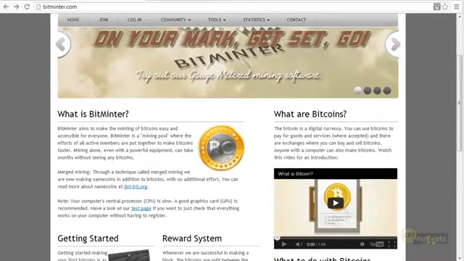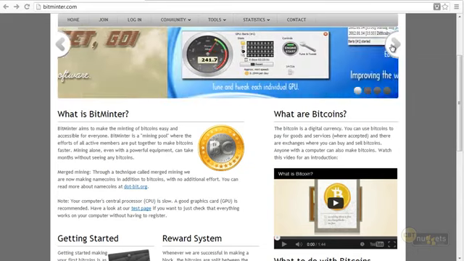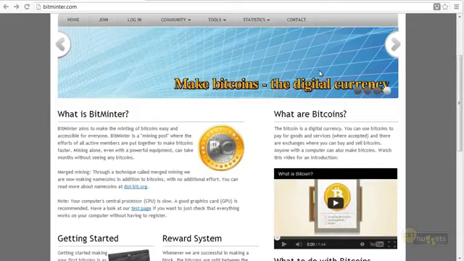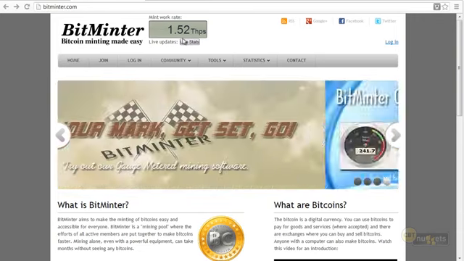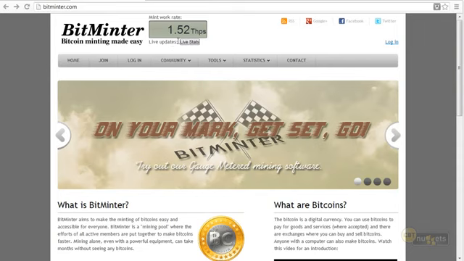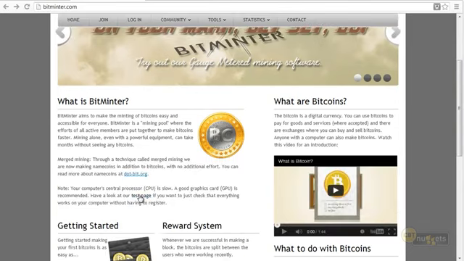Another big mining pool that I've heard great things about is bitminter.com. And if we take a look across the top, they should tell us... I'd like to have one that shows how many... there we go. It has 1.52 terahashes per second across their network. That's a lot of CPU power just trying to solve the next block and the next block and the next block. And to get a feel for what the interface looks like, if you scroll down just a little bit, they've got a test page.